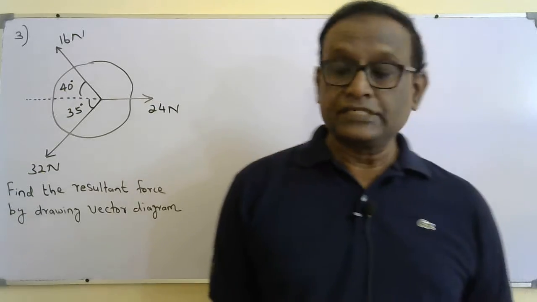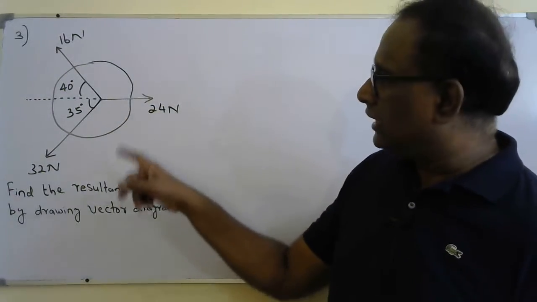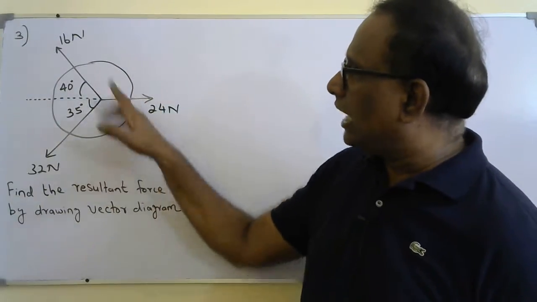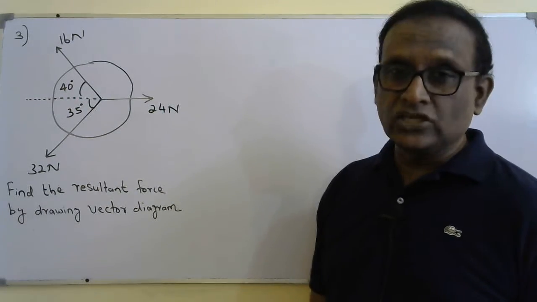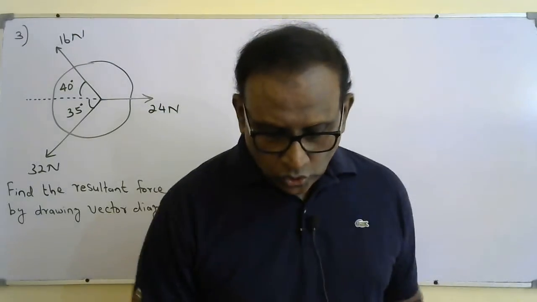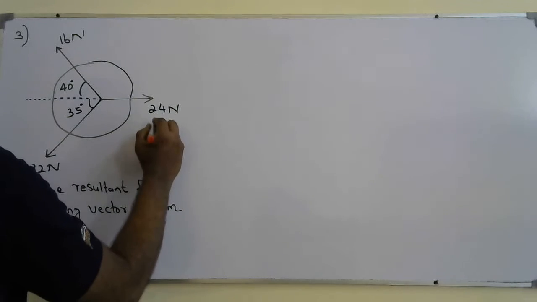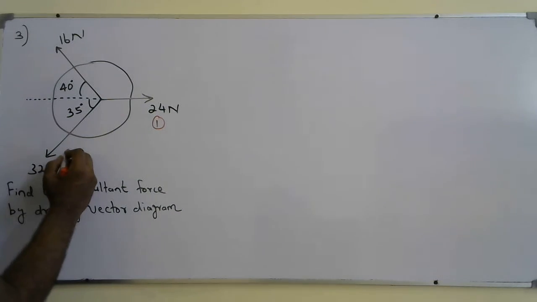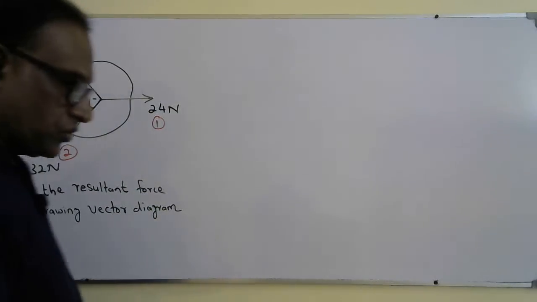Okay, so this is the third question. Here also three forces are acting. 24 Newton is horizontal. The 16 Newton is making an angle of 40 degree with the horizontal line upwards. This is 32 Newton downwards. It makes an angle of 35 degree with the horizontal line. So here also we can go in a different order. But as I told you, if there's a horizontal force, better start with that one. So I'll draw this one first, then secondly this force, then this one third. Then I can draw the other order also.